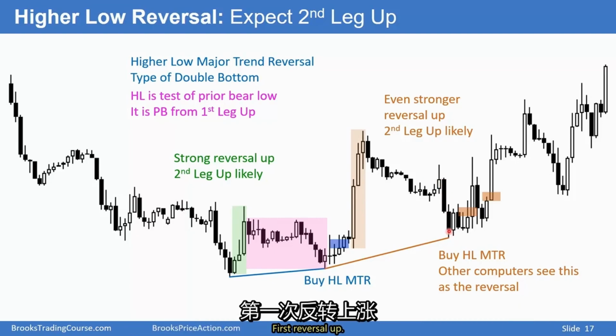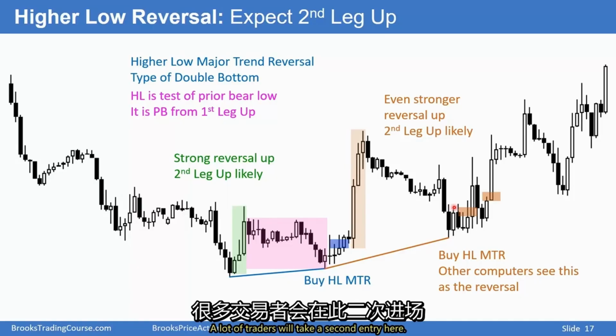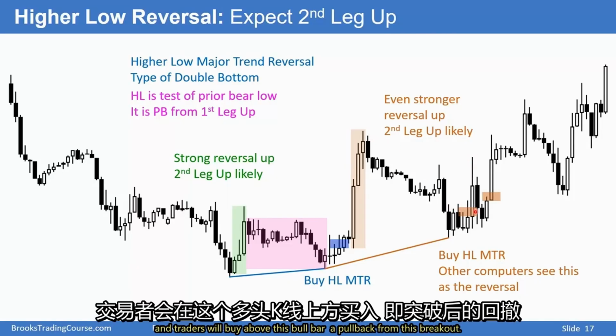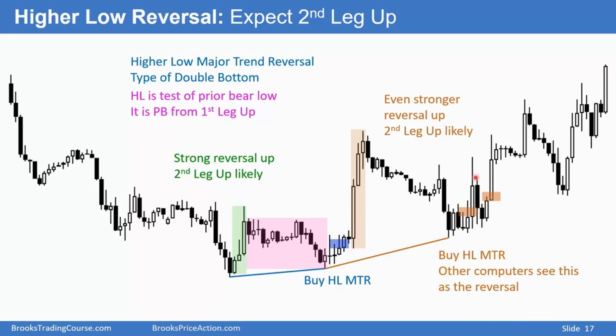Strong bear breakout, first reversal up, a lot of traders will take a second entry here. We have a breakout of this bull flag, and traders will buy above this bull bar, a pullback from this breakout.